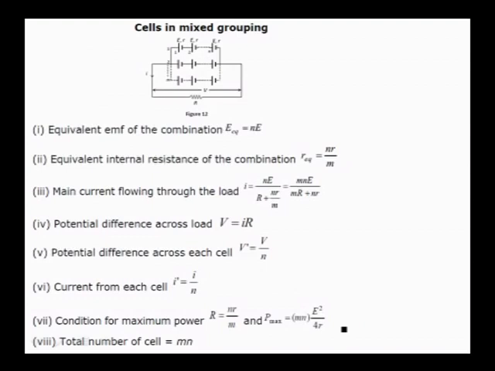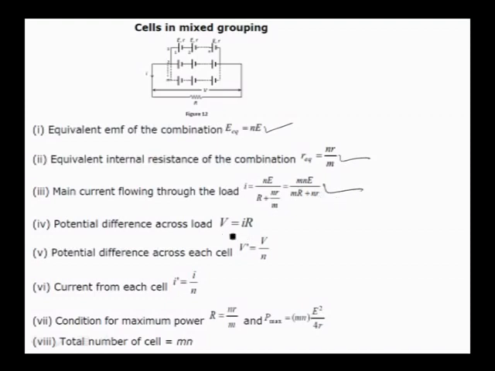Next, mixed grouping. It consists of parallel as well as series combinations. So n number of cells are connected in series, and m number of rows are connected in parallel. The total number of cells in this circuit is equal to m into n. The equivalent EMF for the mixed grouping of cells is equal to nE, the equivalent internal resistance is equal to nr by m, and the total current in the circuit is equal to mnE divided by mR plus nr.